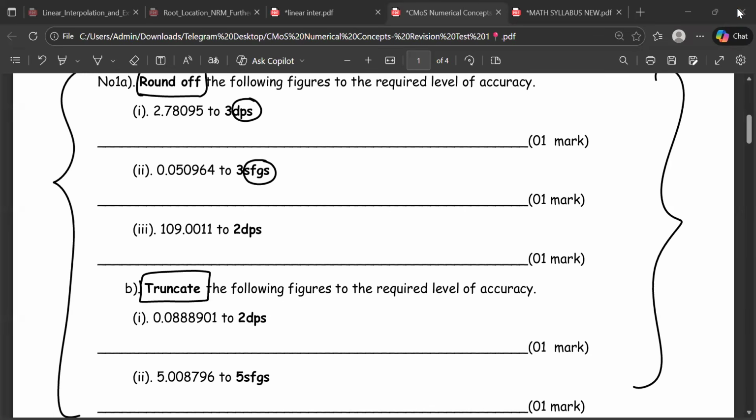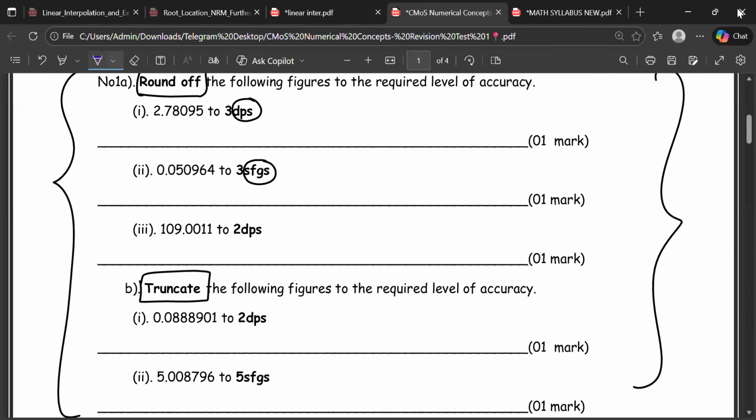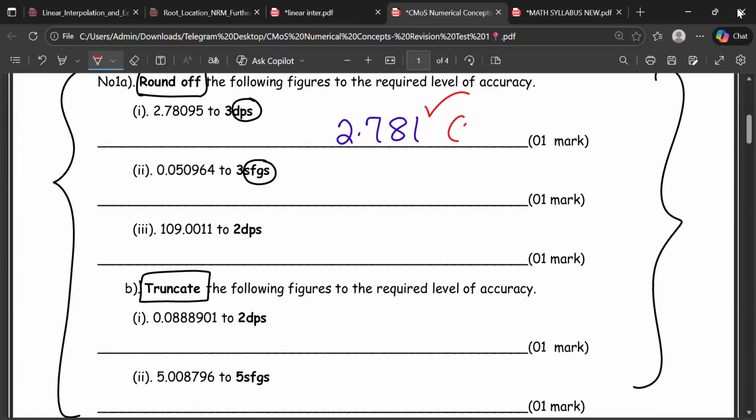Okay, so I'm going to do the round off. I'm starting with Roman numeral 1. It is 2.781. That is very good. And then the second one is 0.051... 0.055 to 1 significant figure... Not 10. It is 10, not so? Yeah, it's like that.